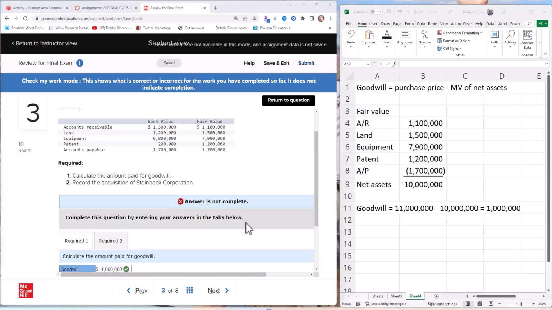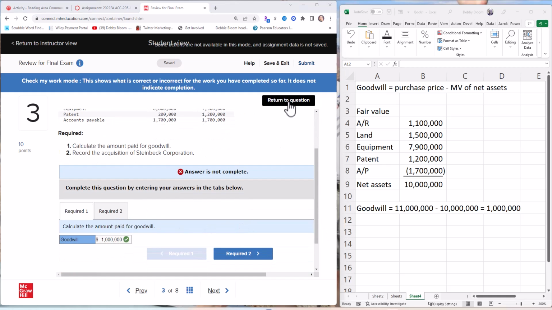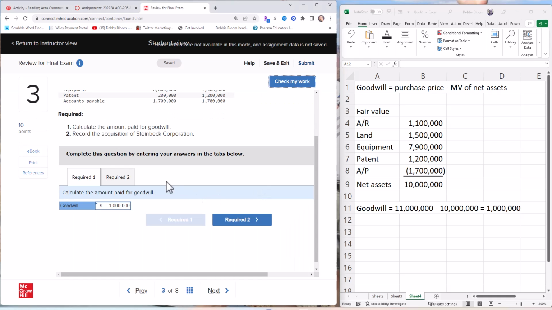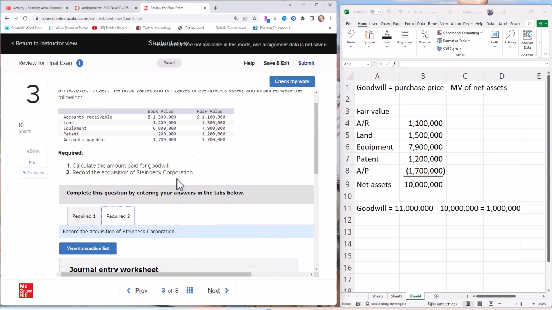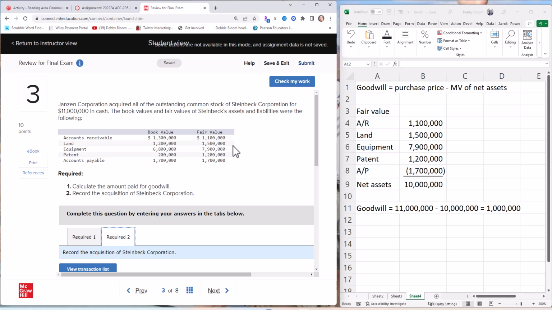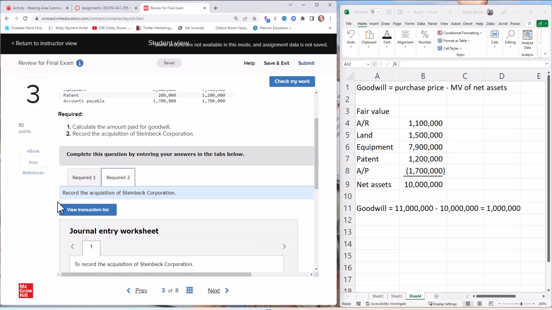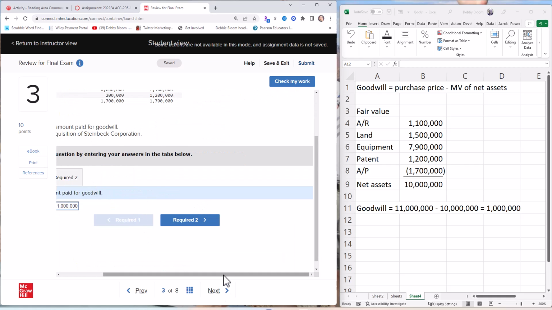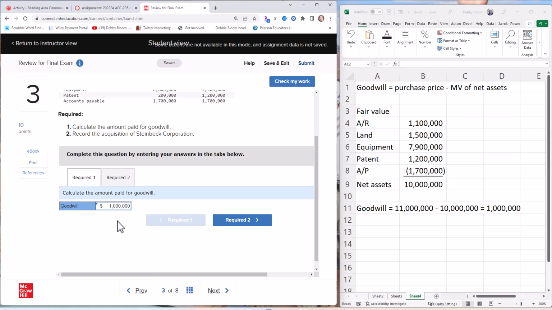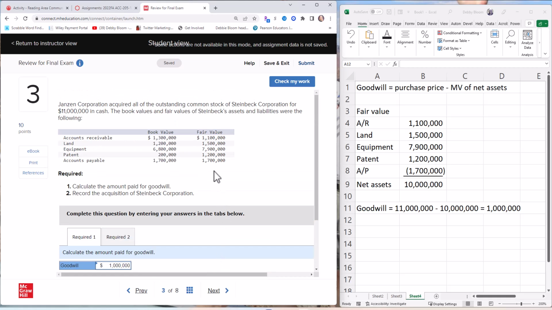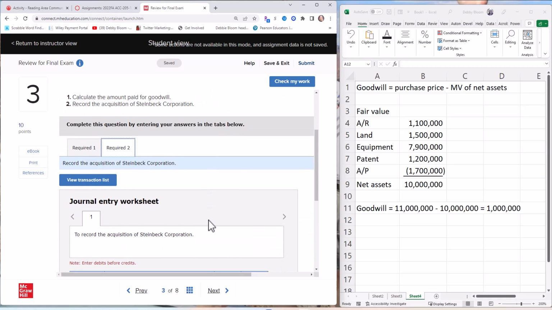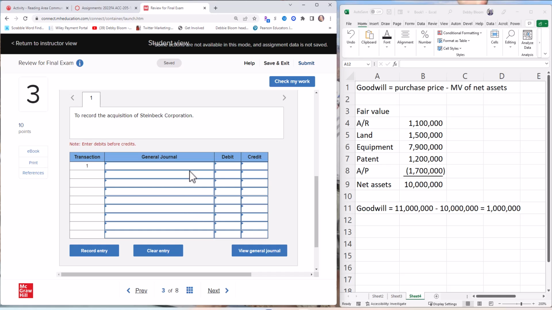Now let's move on to requirement 2. So in requirement 2, we're supposed to record the acquisition of Steinbeck Company. So what we're going to do is we're going to bring every one of these assets in, and one additional asset, which is going to be the goodwill for $1 million. We're going to record the liability, and then the payment is going to be the credit to cash for $11 million. So what did we buy when we spent the $11 million?